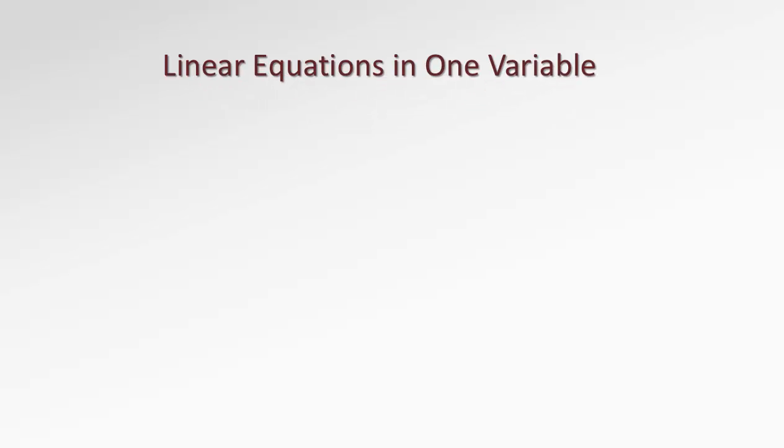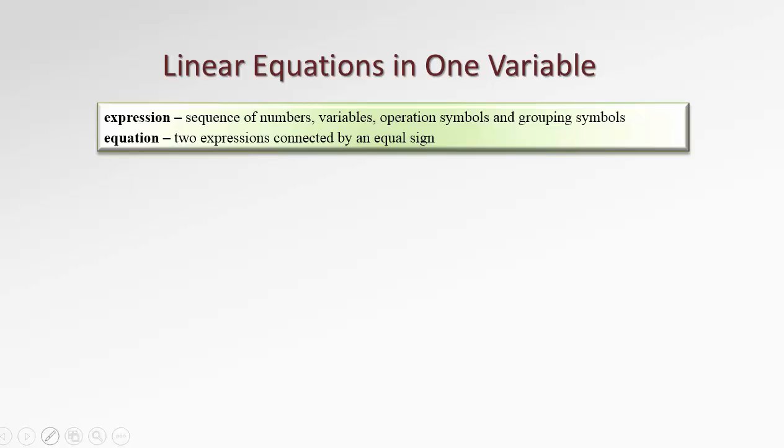In this lesson, we'll talk about linear equations in one variable. Before we start solving linear equations, let's clarify the difference between an expression and an equation. An expression is a sequence of numbers, variables, operation symbols, and grouping symbols. However, an equation works like a balance scale where two expressions are on each side of the scale. So an equation is two expressions connected by an equal sign.